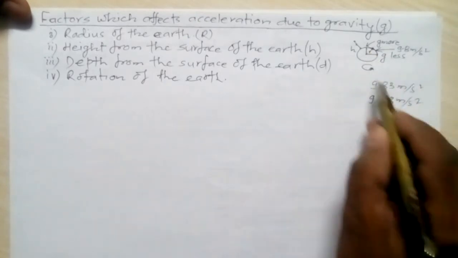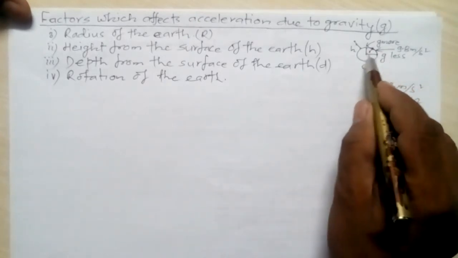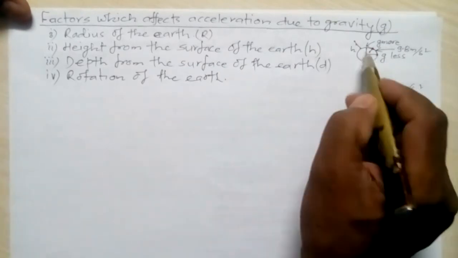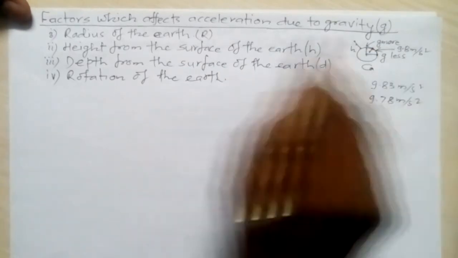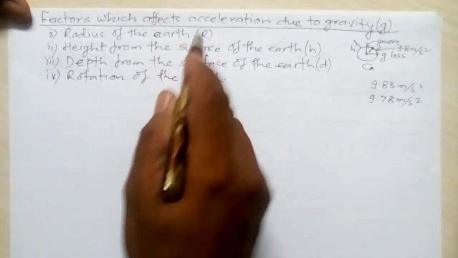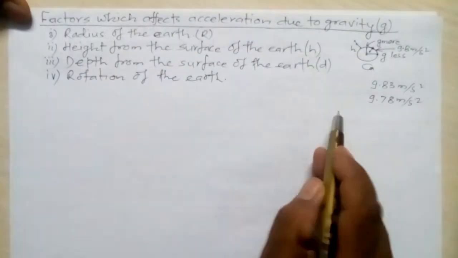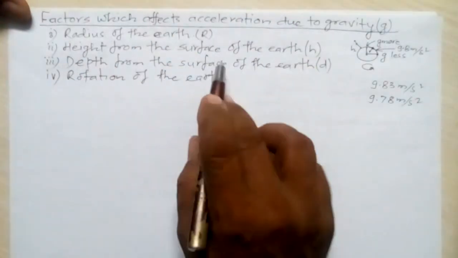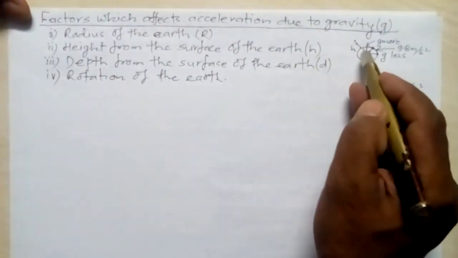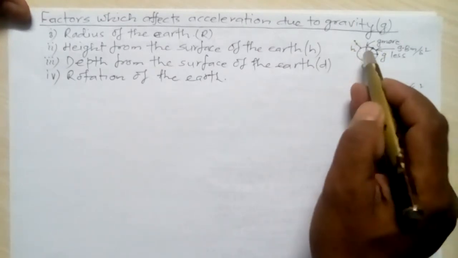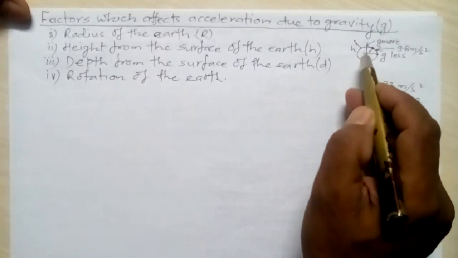Radius is more, g is less. Here it is more, that's why the value of g at this place is less, and radius is less, g is more. It means it depends upon radius. If radius is more, g will be less. If radius is less, g will be more. And second point, it depends upon height from the surface of the earth. If we go to greater height, g will be less, and it is maximum on the earth's surface.